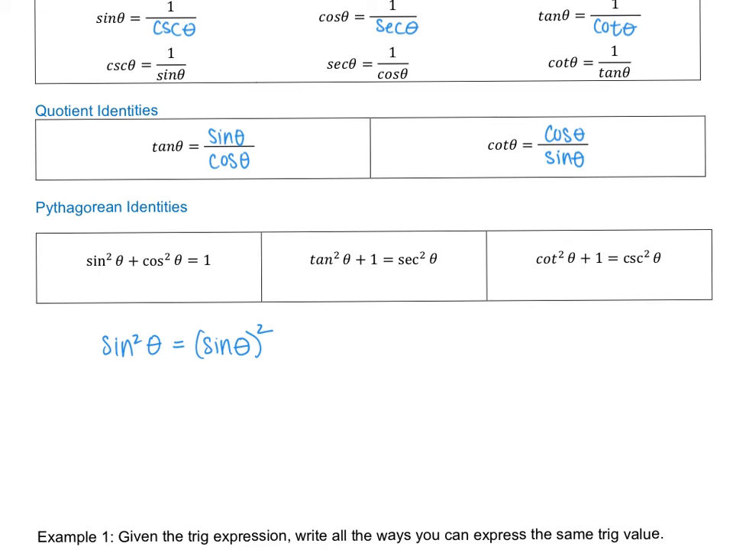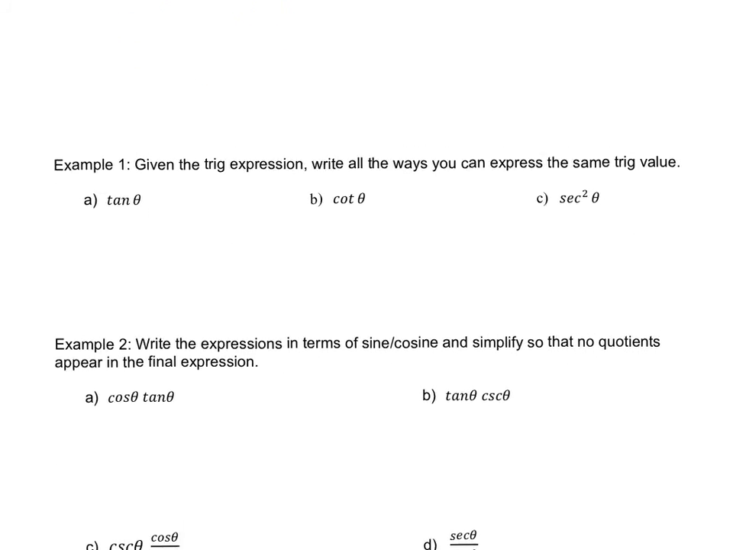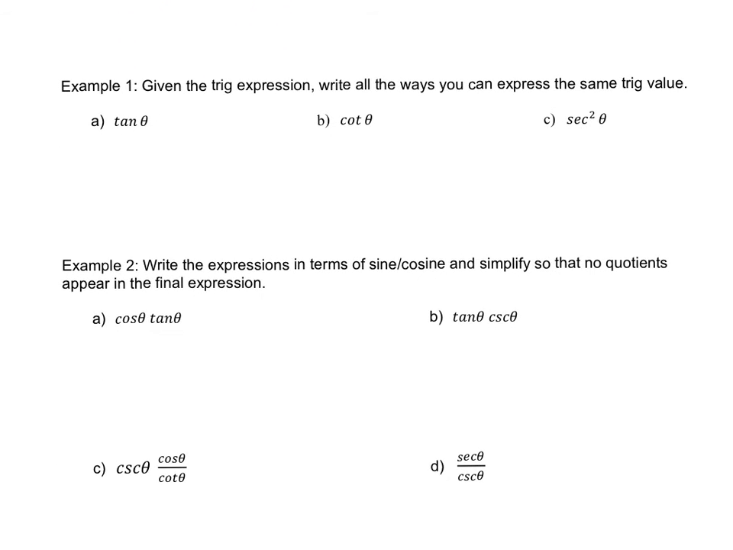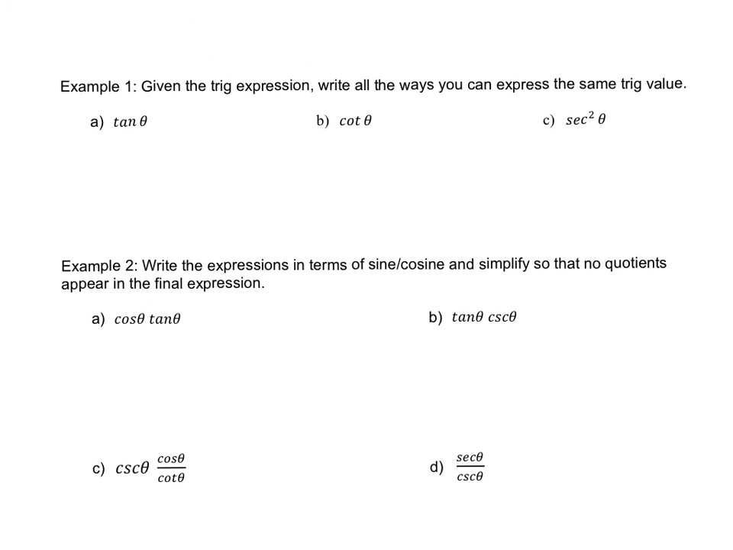All right, so let's get into our first example here where we are utilizing the trig identities. In the first example, we're going to be given a trig expression, as you can see here, and we have to write all the ways you can express the same trig values. So we're pulling from those fundamental identities from the first page and rewriting the trig expression that we're given.